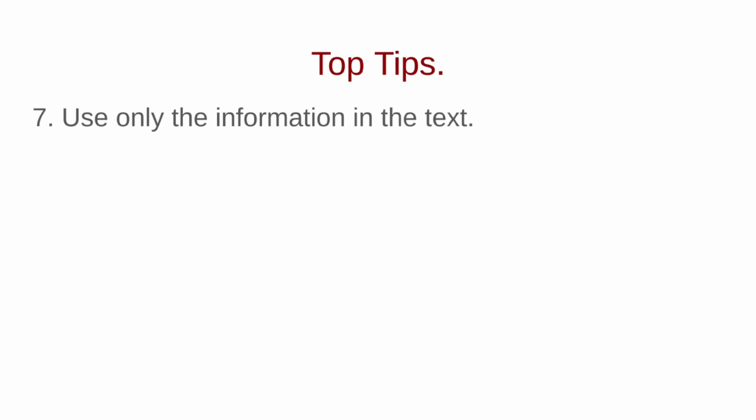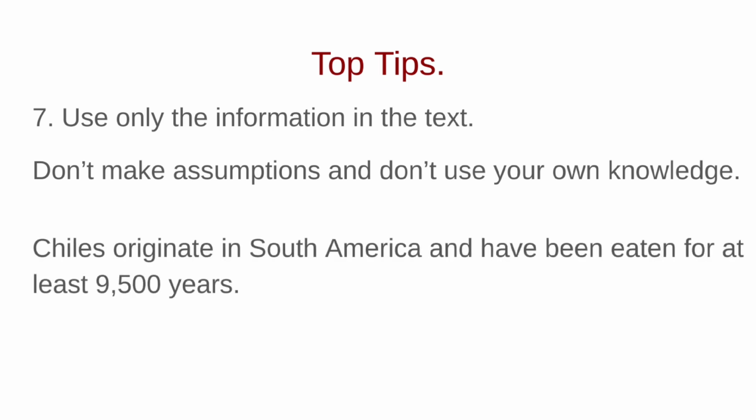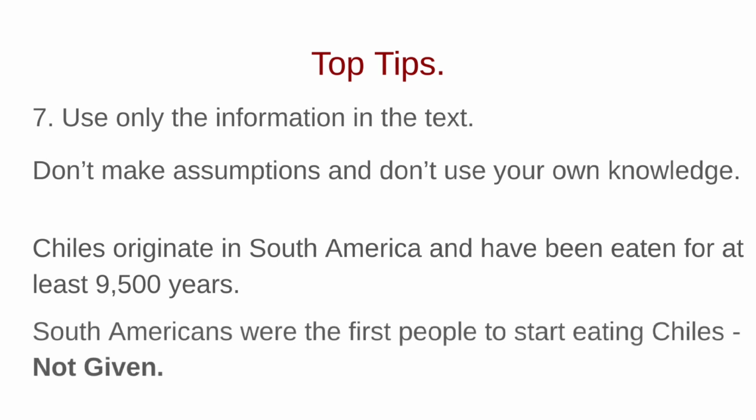Tip number 7. Use only the information in the text. Don't make assumptions and don't use your own knowledge. Remember the question we just looked at, where the answer was not given. From the text, chilies originate in South America and have been eaten for at least 9,500 years. The statement was, South Americans were the first people to start eating chilies. It's very easy to assume that because chilies came from South America, that South Americans were the first people to eat chilies. If you make that assumption, you are probably right in the real world. But this information is not in the text. It doesn't specifically say. So the answer is not given. Don't make assumptions. Use only the information given in the text.